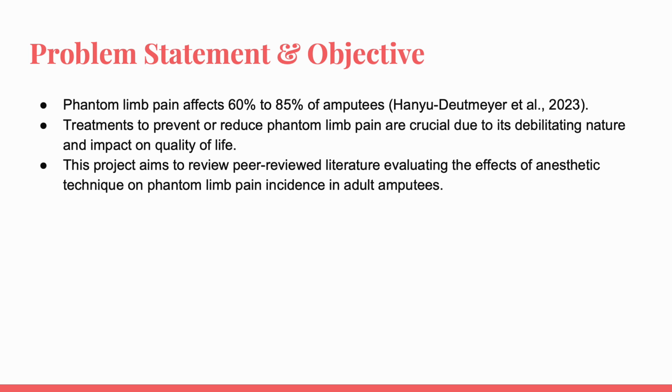The significance of this topic is that phantom limb pain has a very high occurrence rate, with greater than 50%. In fact, phantom limb pain affects 60 to 85% of amputees, and the treatment options or methods that can be done to reduce phantom limb pain are crucial in order to improve a patient's quality of life. Therefore, this project aims to conduct a literature review and evaluate the impacts of anesthetic technique.